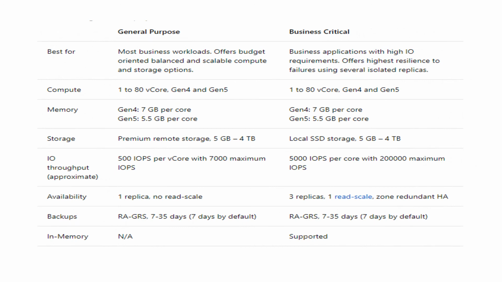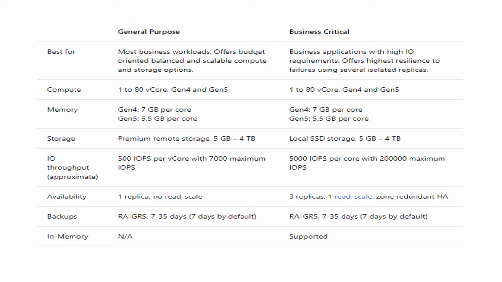This is the table where we try to understand the difference between general purpose services and business critical services. The general purpose service is best for most business workloads. It also offers budget oriented, balanced, scalable compute and storage options. But business critical is best for business applications with high input output requirements. It also offers the highest resilience to failures using several isolated replicas.